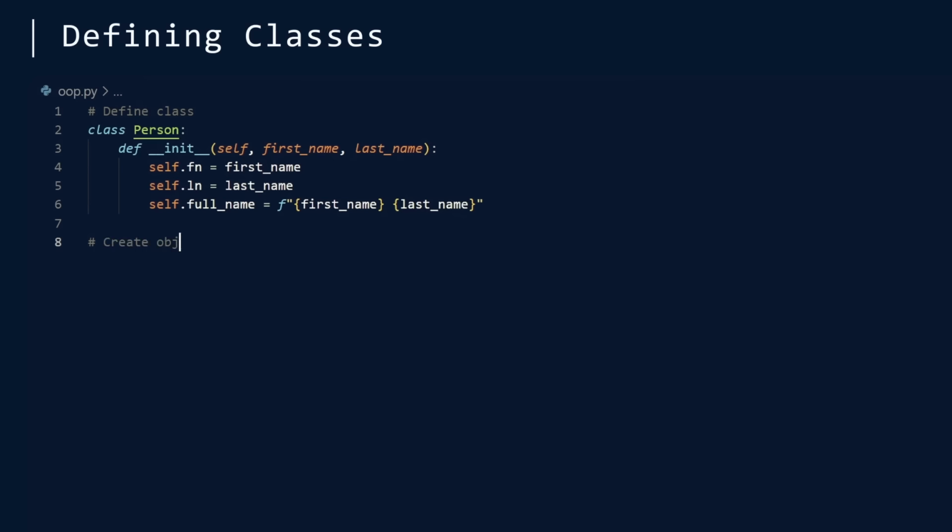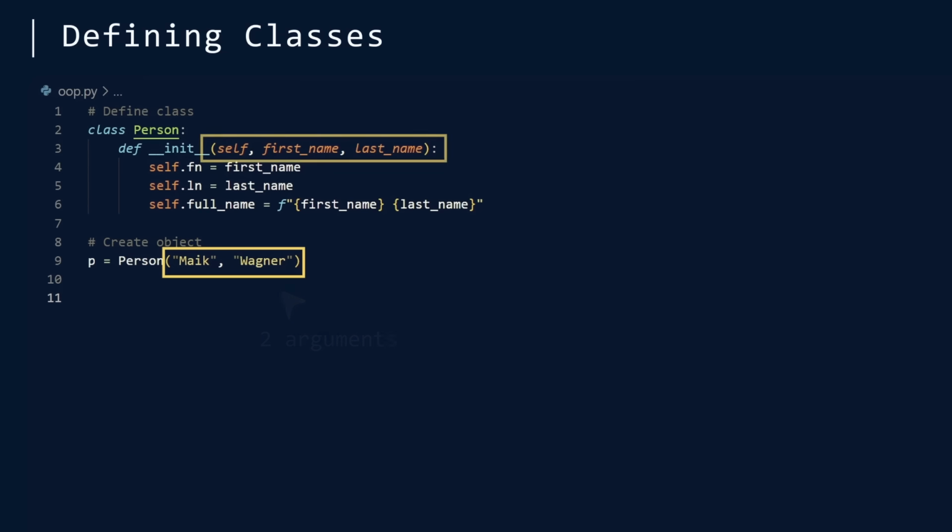Now, you create an object by treating the class name as if it is a method. This syntax will call the init method and create the object. Pay close attention to the number of arguments. Here we supplied 2, but the method is defined with 3. Python passes the self argument for you.